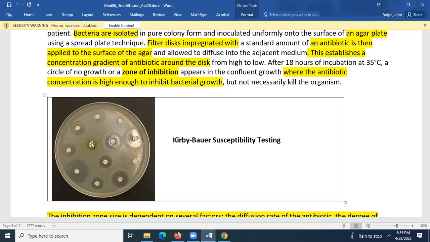Any questions about any of that? So we don't know on this plate whether the antibacterial agent on that disc is bacteriostatic or bactericidal, because all we know is the bacteria have been stopped from growing in this region where we have the zone of inhibition.